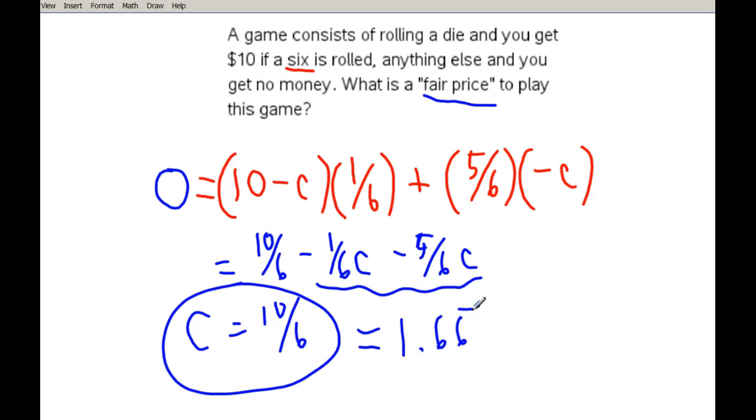So the fair price would be to charge about $1.67. That would be pretty fair there. That's as fair as you can get. And that is your lesson for today.